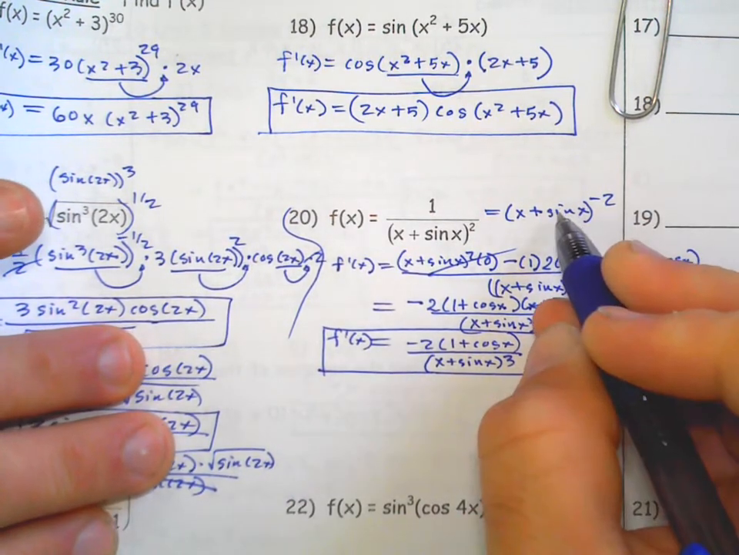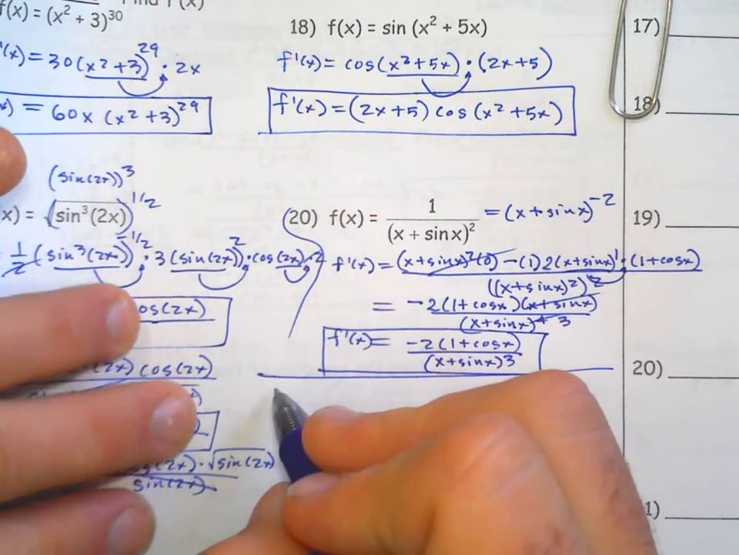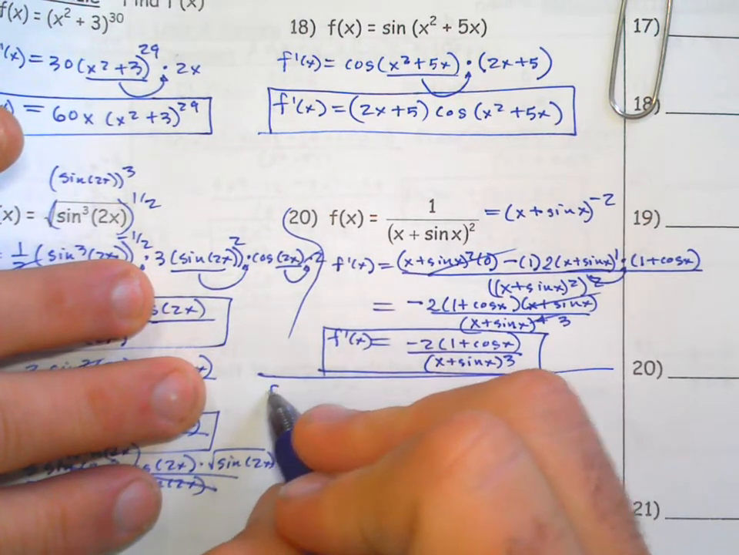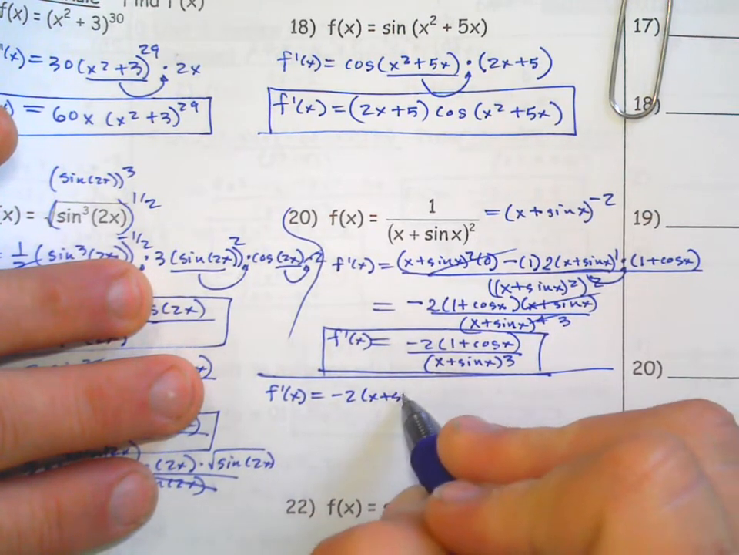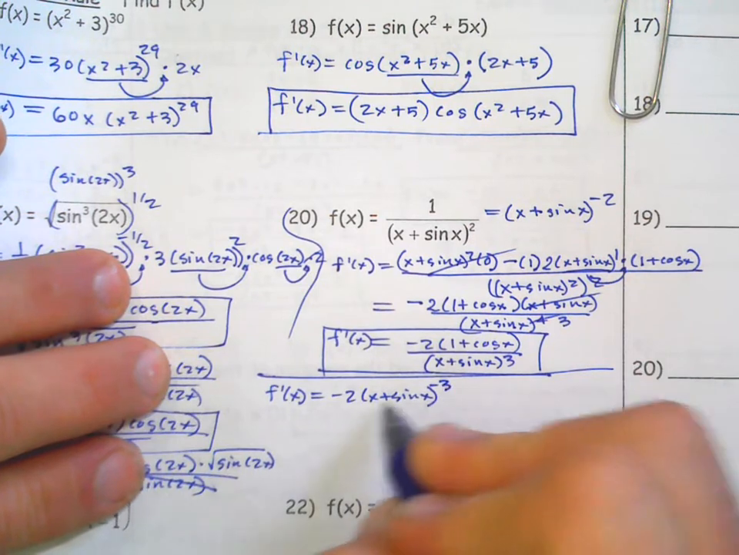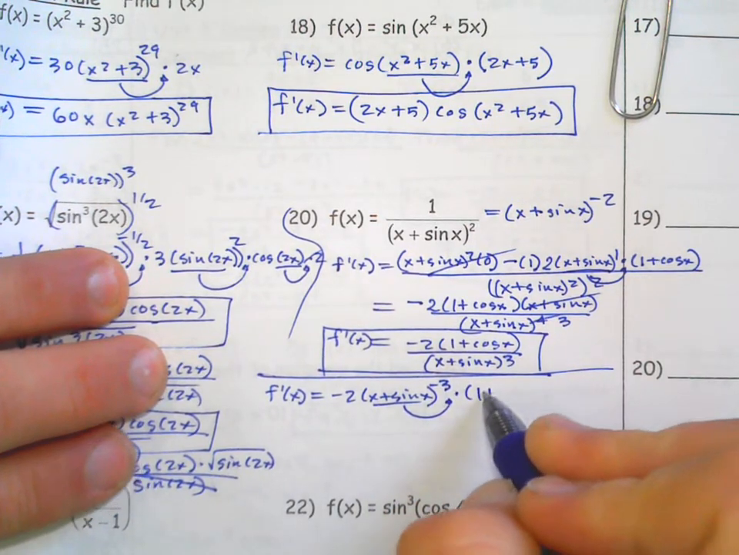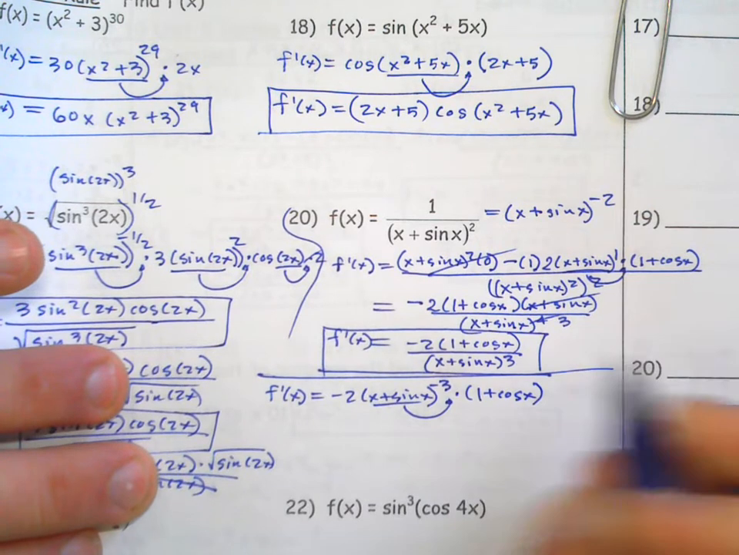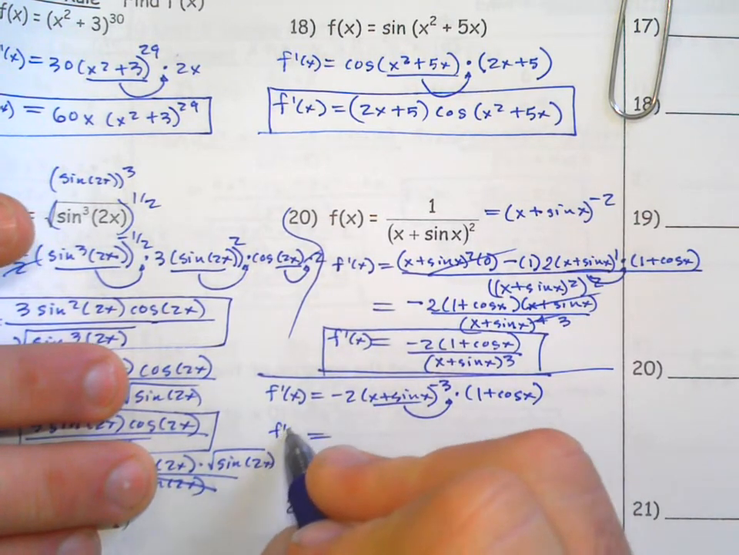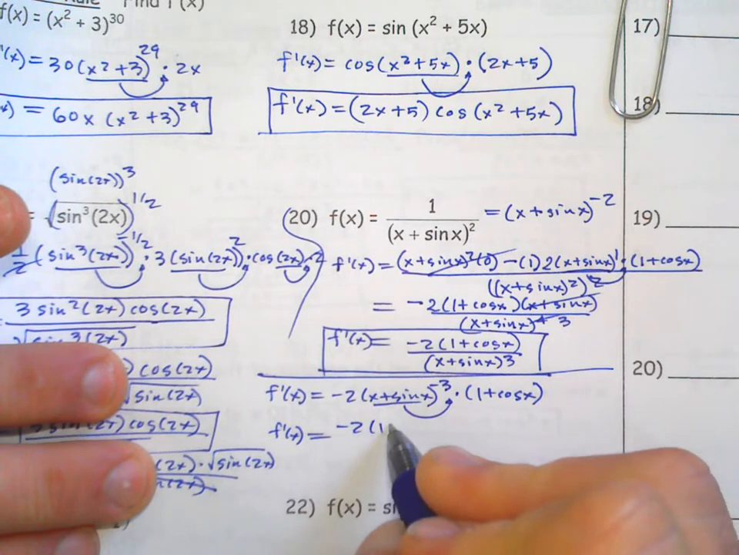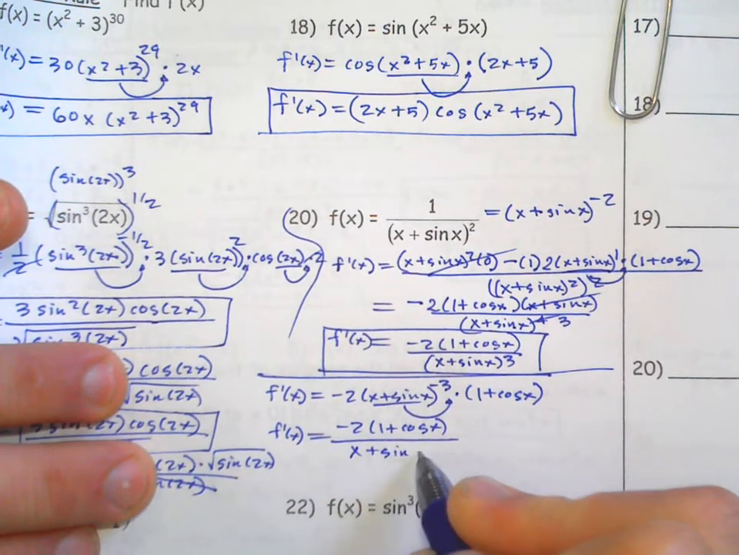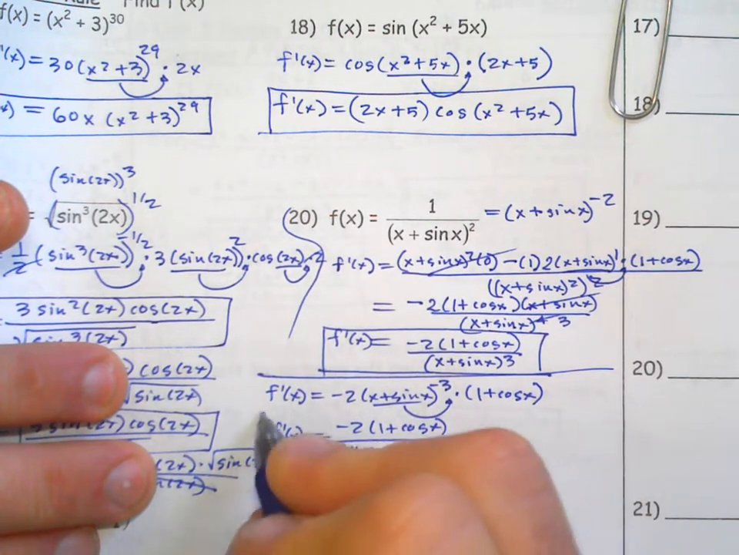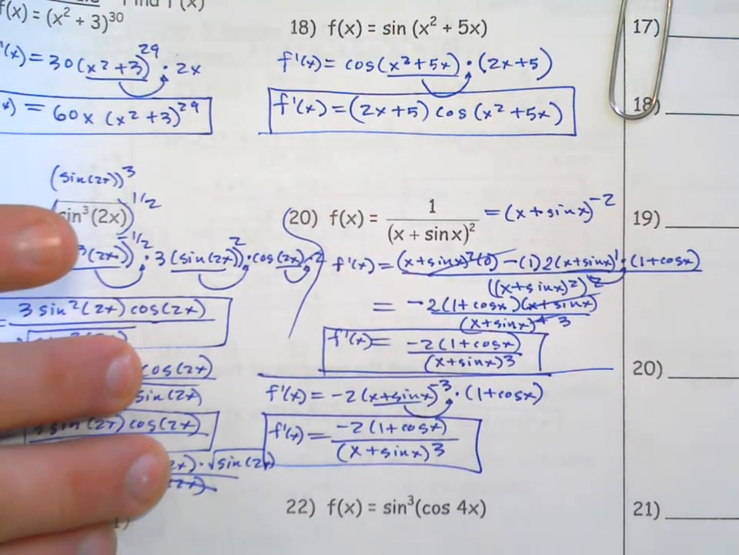The other way is to do what I was showing you here and just get rid of the whole quotient rule idea. Give a negative exponent. It's going to be negative 2, x plus sine x to the negative 3 times derivative of what's inside, parentheses, 1 plus cosine x. Oh, gosh, that was so much easier. And then rewrite it with positive exponents. It's going to be negative 2, 1 plus cosine x on top, and x plus sine x cubed on the bottom. Same answer. I think that's worth it. It's up to you, though. I'll give you full credit either way.